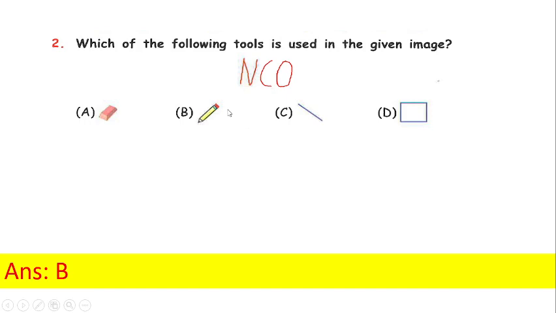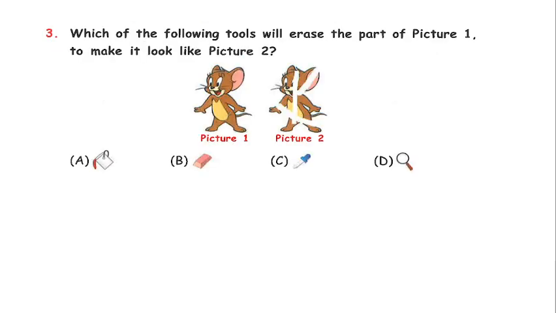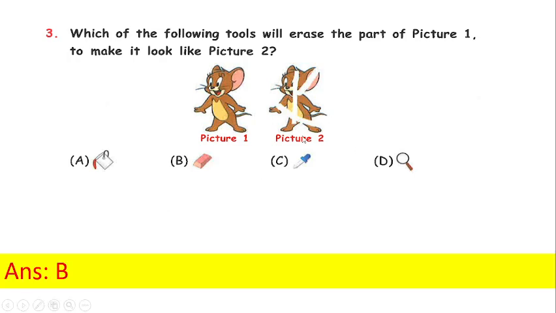Okay. Next, which of the following tool will erase the part of the picture 1 to make it look like picture 2? So these are the tools. It's a fill color, it's eraser, it's picker and it's magnifier. So tell me the answer fast. Answer is B. Eraser tool. As you can see, some part of some picture is erased here.